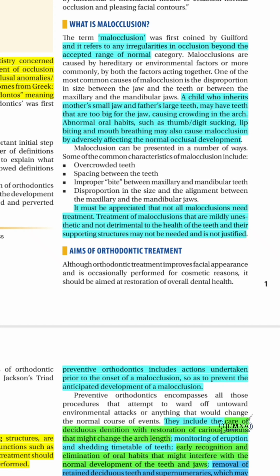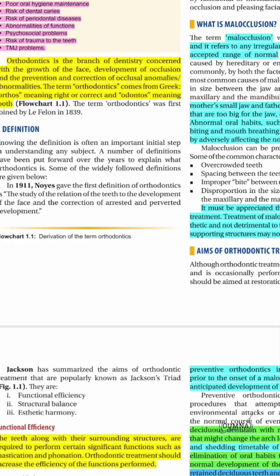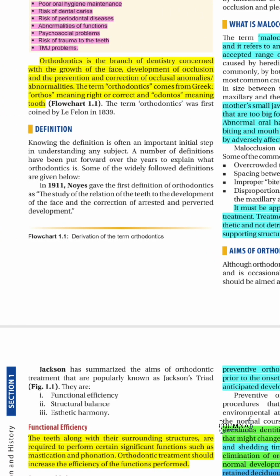What does that mean? It means that not all malocclusions need treatment. Treatment of mildly unesthetic malocclusion that is not detrimental to the health of the teeth and their supporting structure may not be needed and not justified. So, orthodontics is a branch of dentistry that is concerned with the growth of the face and the development of the occlusion. And what do we do? We do three things: we prevent, we intercept, and we correct.